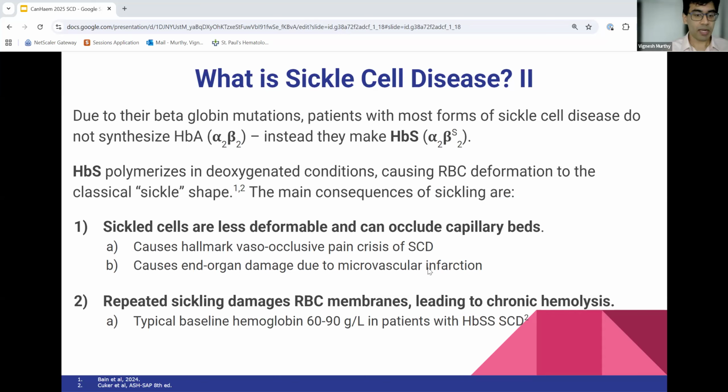And in addition, repeated sickling, so it's almost like you stretch out a balloon. This sickling can reverse, and so you can return to your normal shape, but that repeated process of stretching and releasing results in permanent damage to red cell membranes, and that leads to chronic hemolysis. The red blood cells are more fragile, they break down more easily, and so for these reasons, our patients have a typical baseline hemoglobin of 60 to 90 grams per liter if they have HbSS sickle cell disease, which is the most common variant.